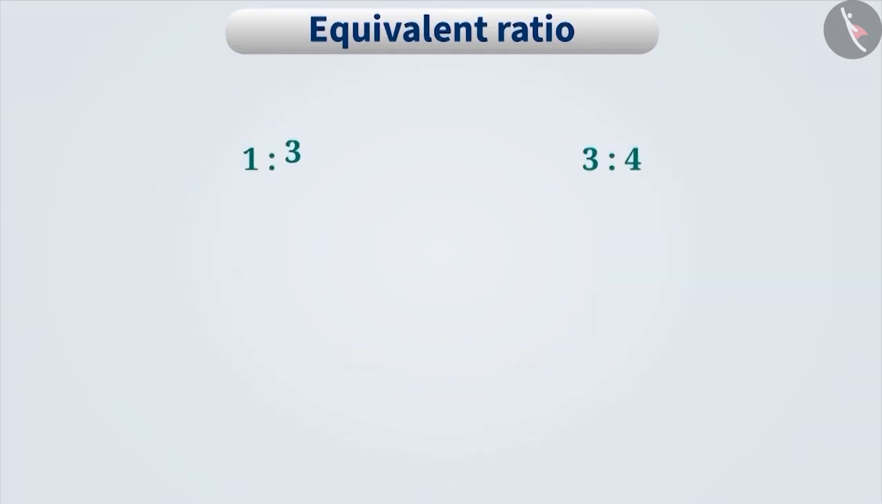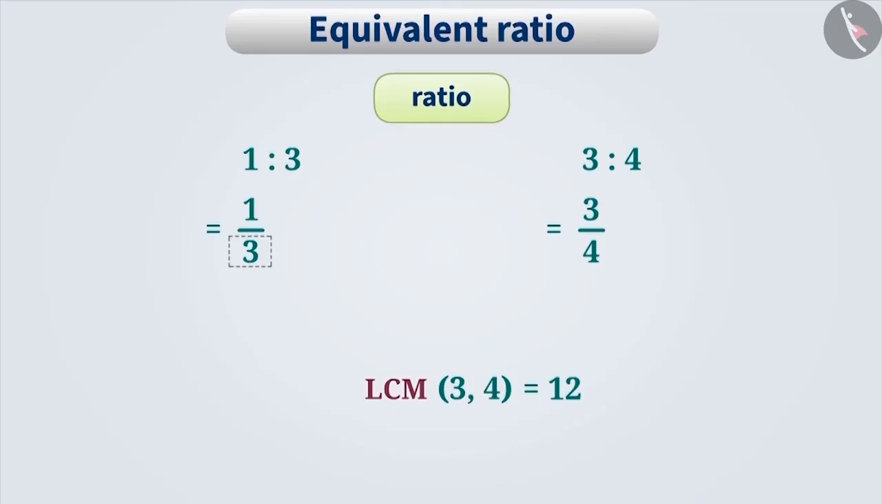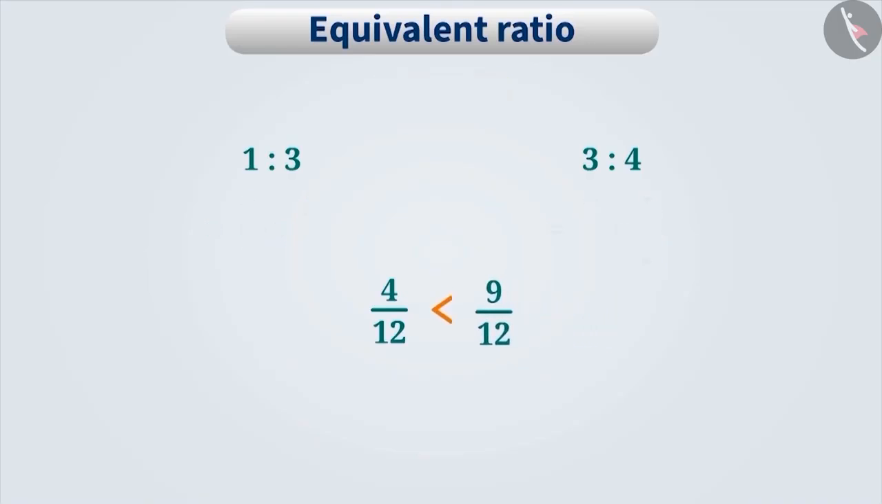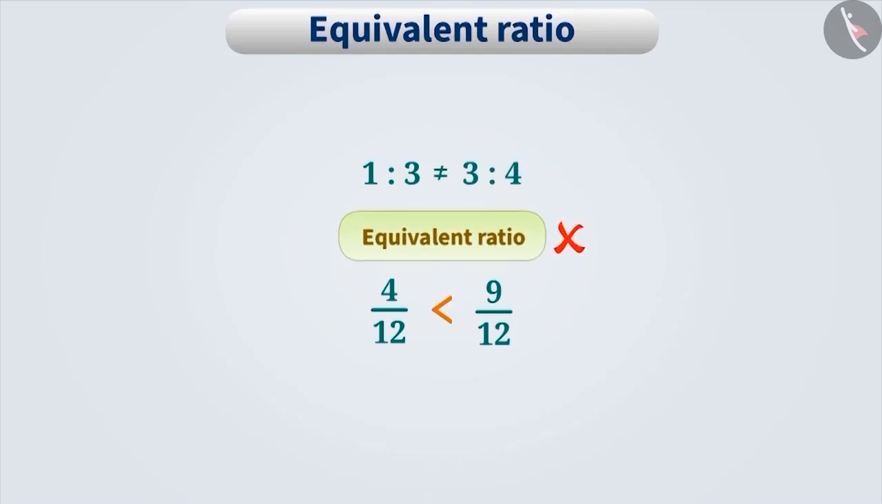Now let's compare 1:3 and 3:4. First, express it in terms of fractions, like LCM of denominators 3 and 4 is 12. So make the denominators of both the fractions as 12. 1 by 3 into 4 by 4 is equal to 4 by 12, and 3 by 4 into 3 by 3 is equal to 9 by 12. Here, 4 by 12 is lesser than 9 by 12. Notice that both the fractions are not the same. Instead, 4 by 12 is lesser than 9 by 12. Therefore, 1:3 and 3:4 are not equivalent ratios.